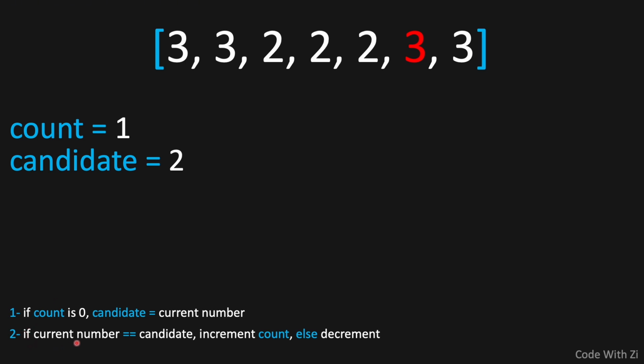We're going to say if current number, which is 3, is equal to our candidate, which is 2, well, we know this is false because 3 is not equal to 2, so we're going to decrement count, like so, and then we're going to move on to the next round.